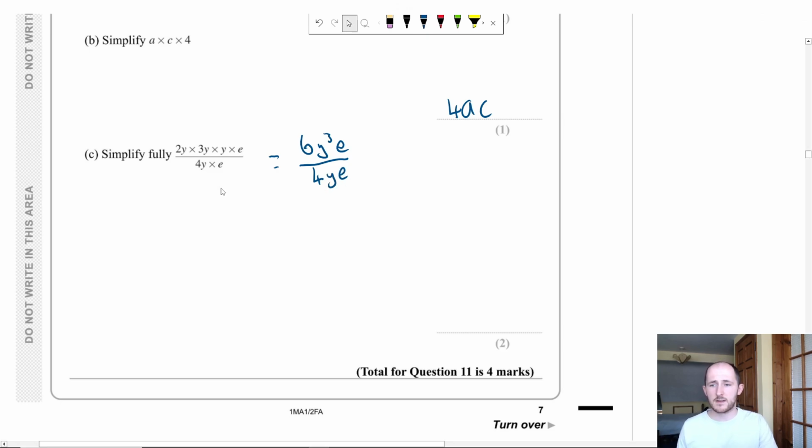And now when we cancel, all we're doing is looking for things that are in common. So that e and that e cancel. A y and one of the y's, which makes that a 2 now. And then we can divide the 6 and the 4 by 2.